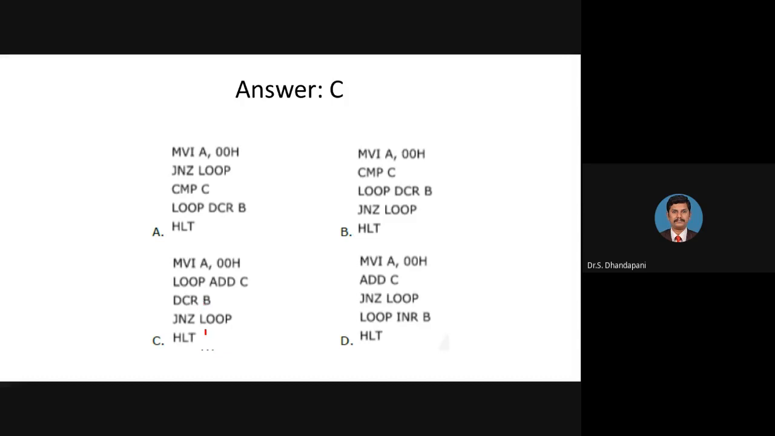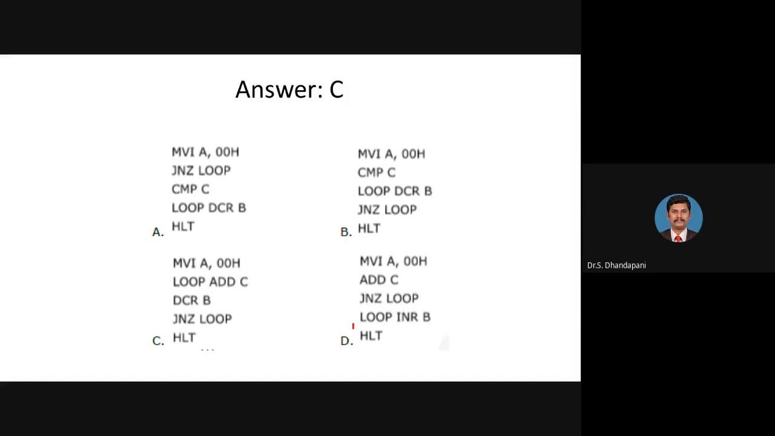The clue is, first of all, we have to use an add instruction for multiplication. If you see the first program A, there is no add instruction at all, so it cannot perform multiplication. If you see the second program, again there is no add instruction available, so it also cannot perform the multiplication. The C and D parts have the add instruction, so C and D, either may be right. But already we have seen C is correct.